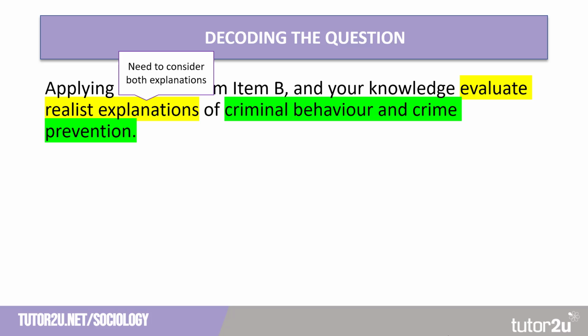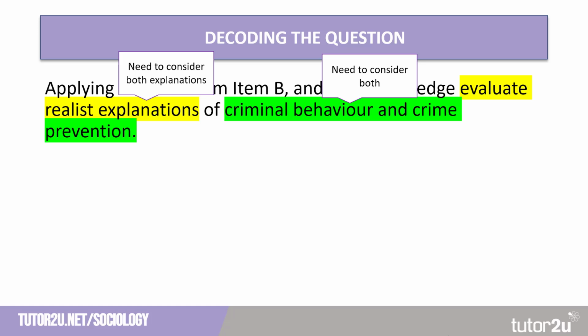And the other part of decoding the question is seeing criminal behaviour and crime prevention, which means at some point in our essay we're going to need to talk not only about how these two theories think crime is caused, but also how it might be prevented. And there are a couple of ways in which we can do this.